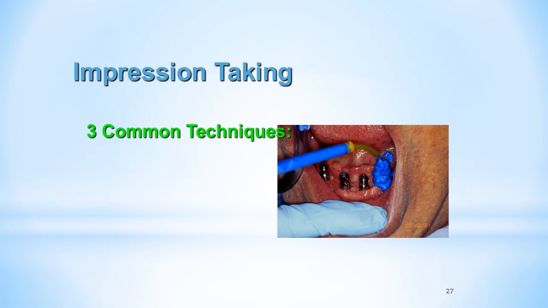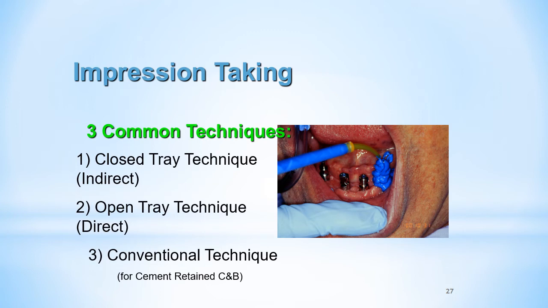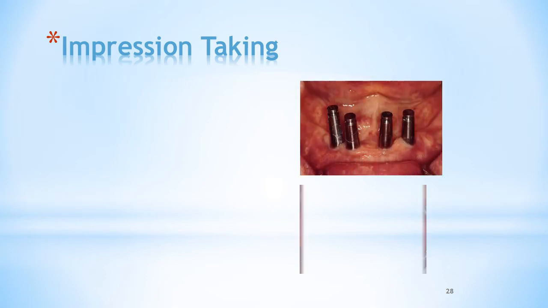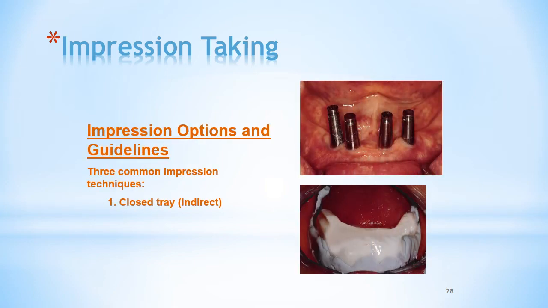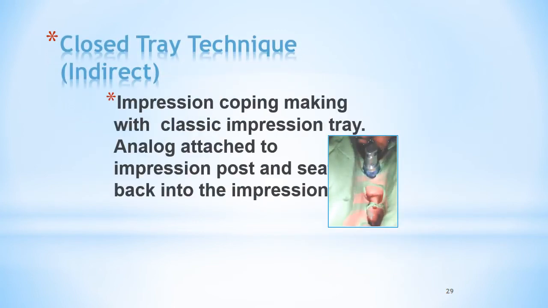The impression taking, we described the common techniques, the conventional techniques, and then we have now the closed tray technique, which is the indirect, and open tray technique. We start with the indirect method. Impression making with classic impression tray, analog attached to impression post and seating back into.